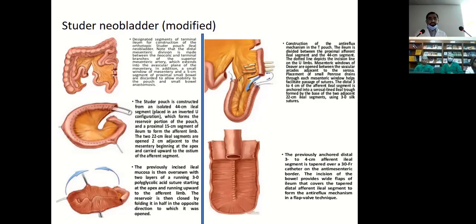In addition, the small window of the mesentery and the 5 centimeter segment of the proximal small bowel are discarded to allow the mobility of the pouch and the small bowel anastomosis.